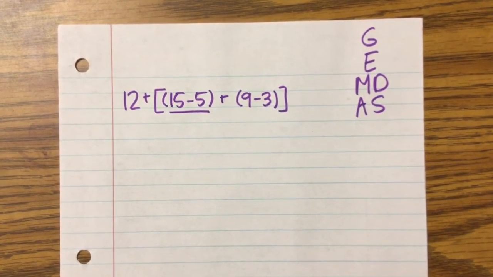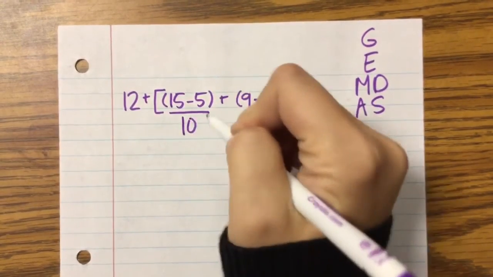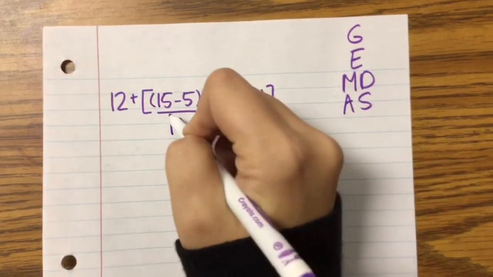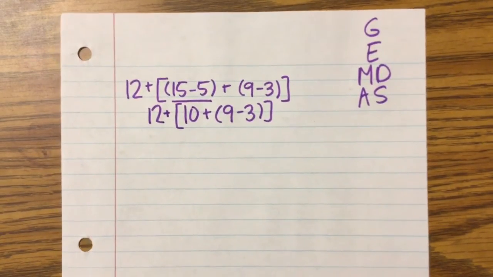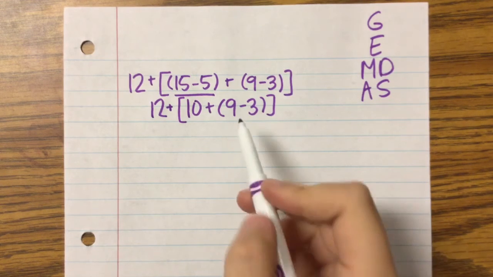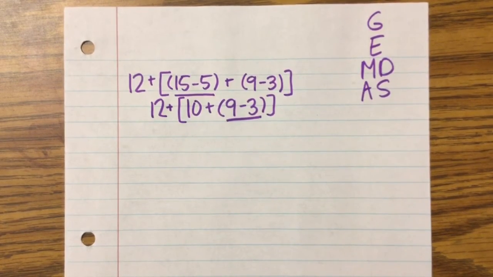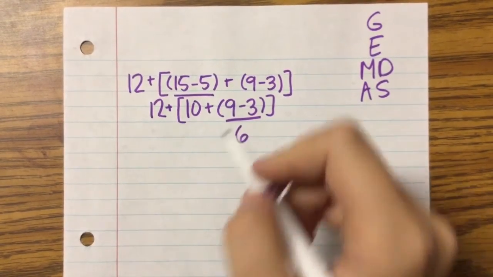Everybody with me so far? Okay, what is 15 minus 5? Write it underneath. Copy down everything else, even though it's a lot. That look right? Okay, now what? I'm not done with my grouping symbols. I have to do my other set of parentheses. What's 9 minus 3? 6. And I copy everything else.